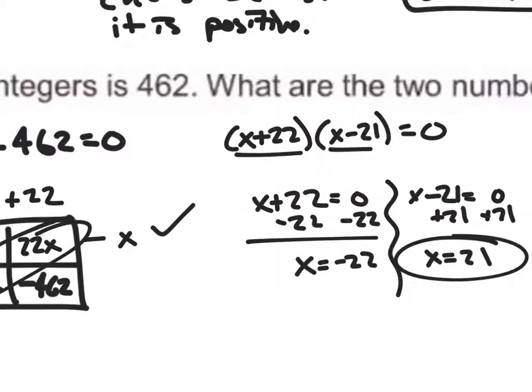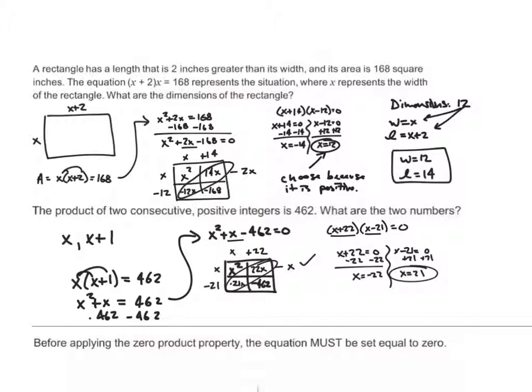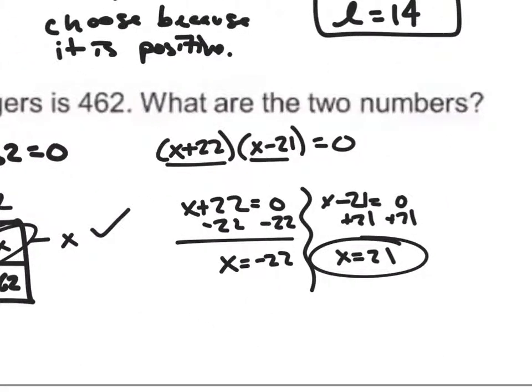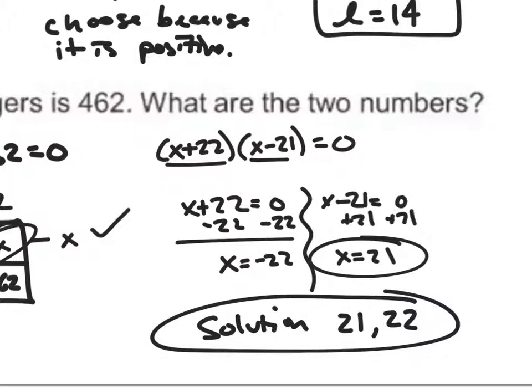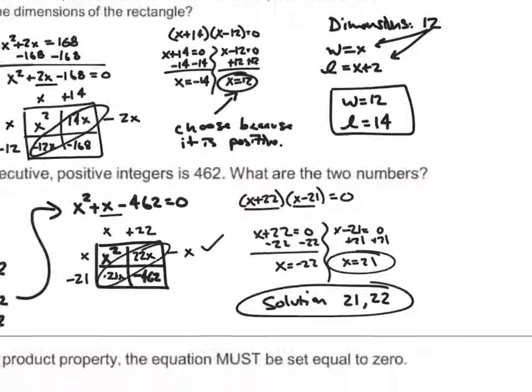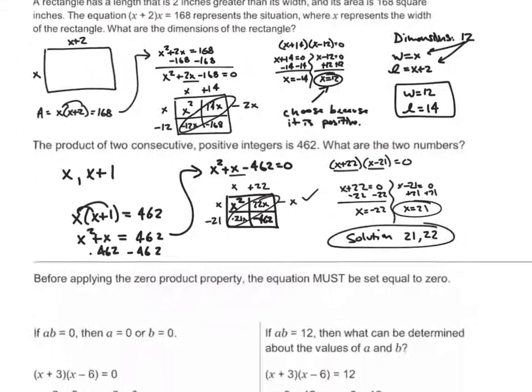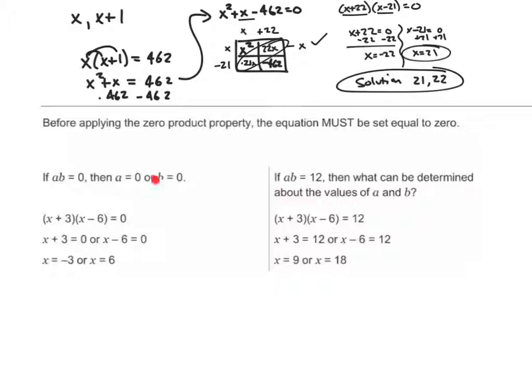Now because I'm looking for two consecutive positive integers, my solution is going to be 21, and then the next consecutive number would be 22. And so both of those numbers would multiply to 462, so that's what we got. Now remember, this talks about why we have to use the zero product property. It always, always, always must be set equal to 0 in order for you to solve. It doesn't work the other way.